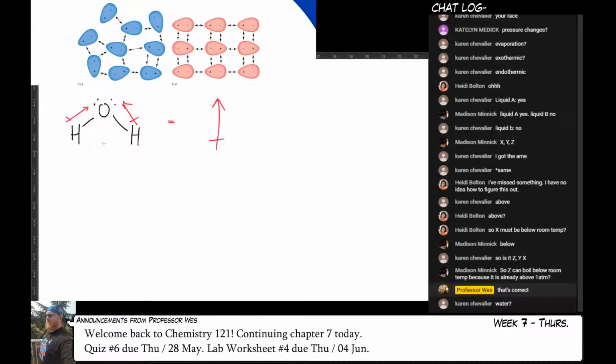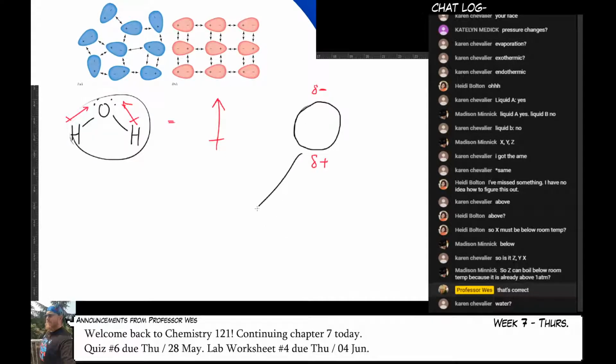So now what I'm going to do is represent this molecule as just a little blob here. If it's polar in this orientation, I'm going to put the negative end on this side and the positive end on this side. So I now have a molecule that is polar.